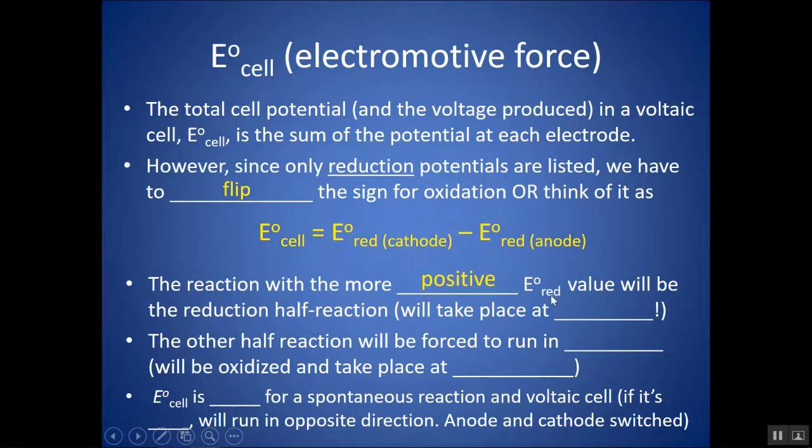Remember that the reaction with the more positive reduction potential is going to be your reduction half reaction that takes place at the cathode, and the other half reaction would go in reverse so that electrons are lost and it's oxidized, and that half reaction would take place at the anode. E of the cell should always be positive, or greater than 0, because this is a spontaneous reaction, a redox reaction that happens by itself and produces a flow of electricity. And if you calculate it to be negative, check your work, because either you calculated it wrong, or you picked the wrong anode and cathode and it's actually running in the reverse direction.